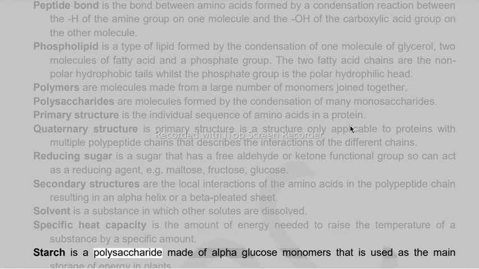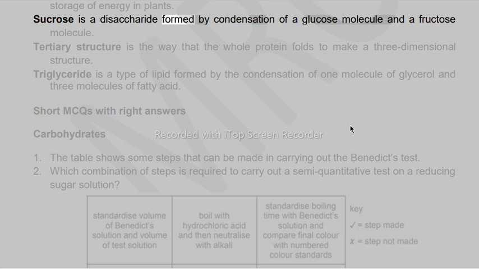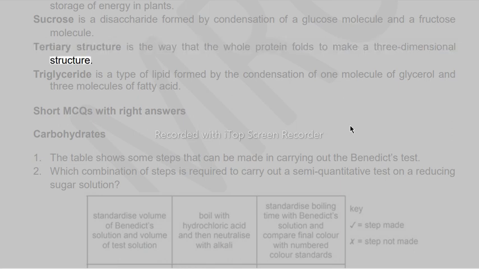Starch is a polysaccharide made of alpha-glucose monomers that is used as the main storage of energy in plants. Sucrose is a disaccharide formed by condensation of a glucose molecule and a fructose molecule. Tertiary structure is the way that the whole protein folds to make a three-dimensional structure. Triglyceride is a type of lipid formed by the condensation of one molecule of glycerol and three molecules of fatty acid.